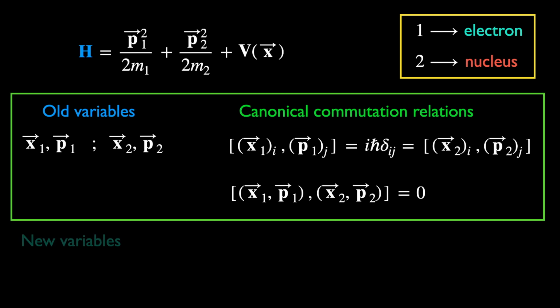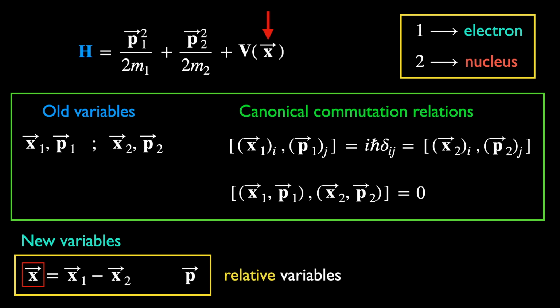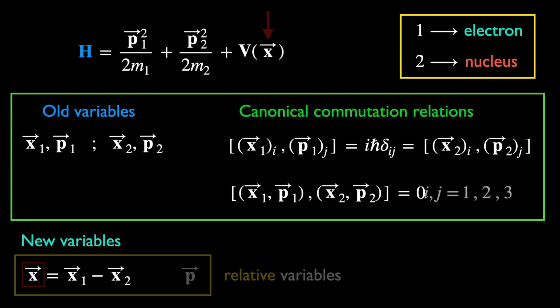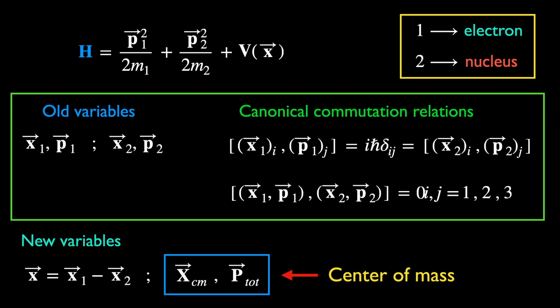Let's introduce a set of new variables that will include the relative position as a member. There should also be a momentum conjugate to this position. Together, they form a pair of relative variables. The derivation of this momentum will be postponed to later. Let's first look at the remaining variables. These are the center of mass variables. They are the center of mass position of the electron-nucleus system and the associated total momentum.